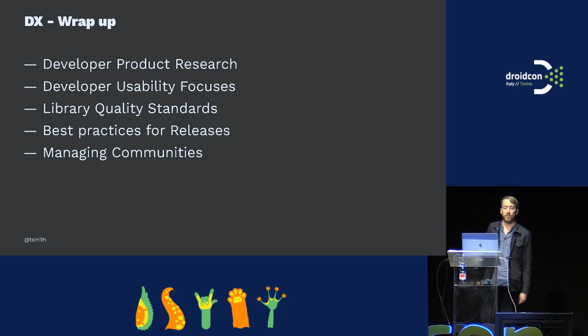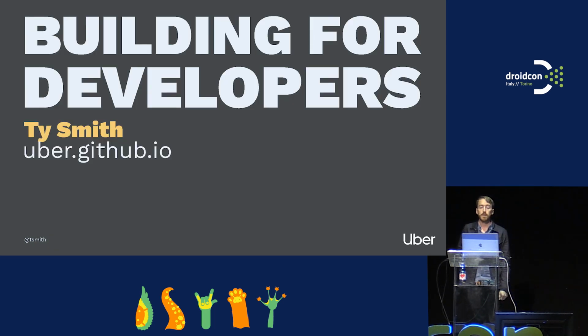And with that, we've had a pretty high-level overview of some of the considerations to take into account when building for developers. Some frameworks and tools to use when planning developer products, a dive into library and API usability, an overview of some specific quality considerations that you should have, some tips for having seamless releases, and some thoughts on how to engage with your community of developers. So I hope this talk provides some pointers for you to think about designing for developers.